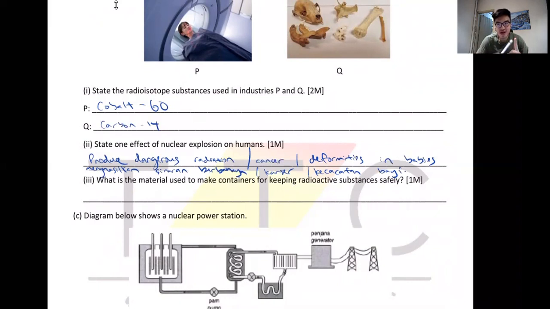So to stop alpha, you need paper. To stop beta, you need aluminum. To stop gamma, you need lead. Okay, so to protect from everything, you would use lead. Okay, plumbum in the end. I mean, you can also use concrete lah, but you need a thick concrete.